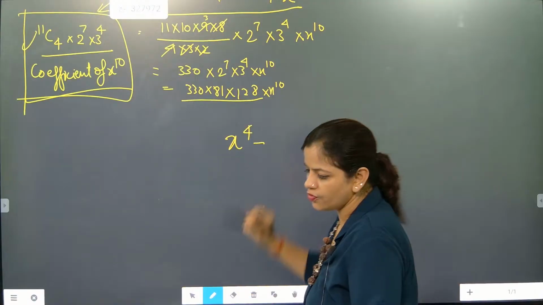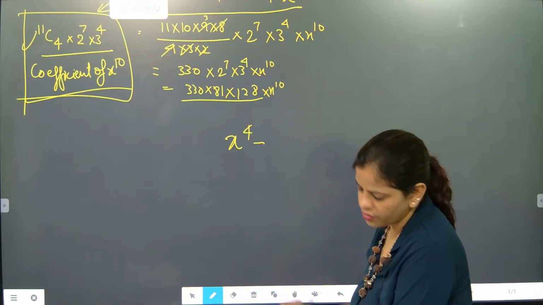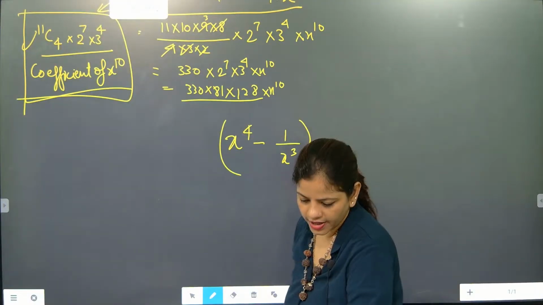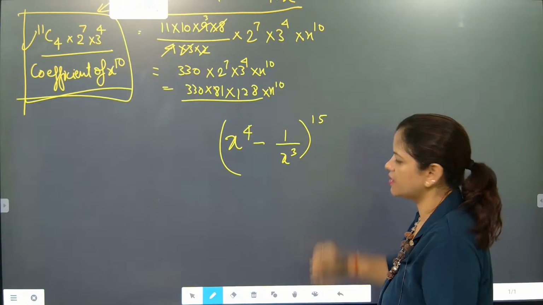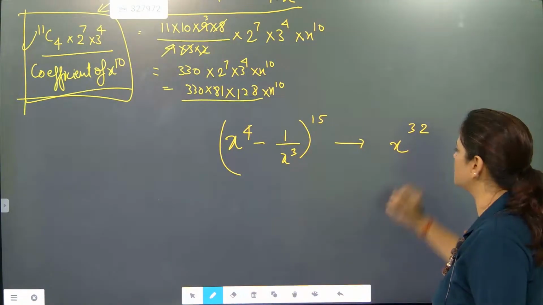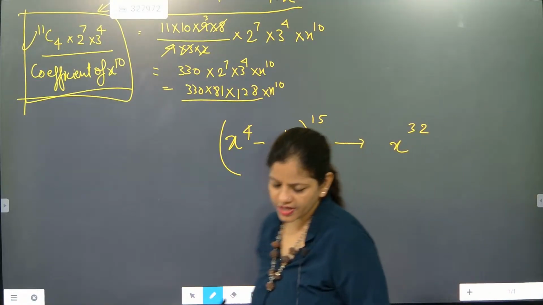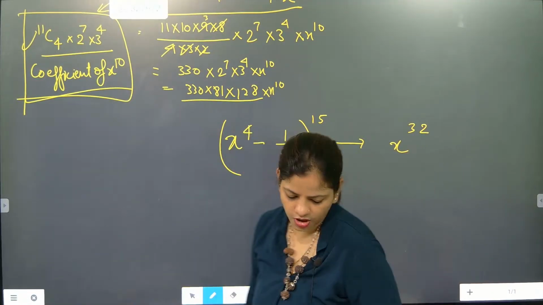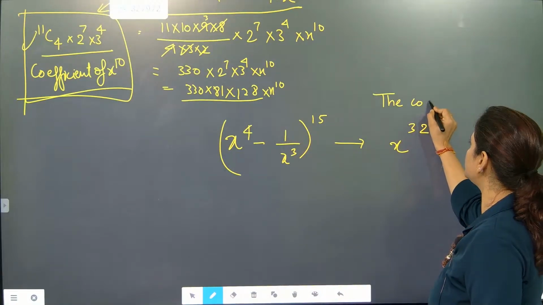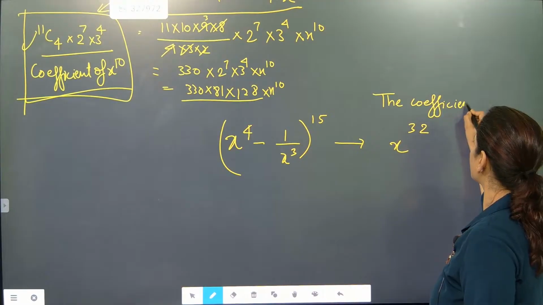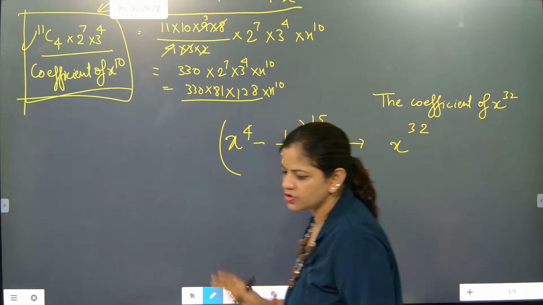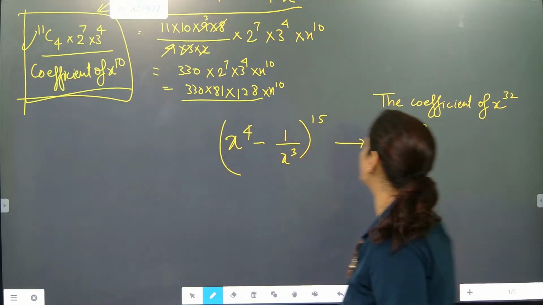x to the power 4 minus 1 by x cube, the whole to the power 15. You need to find the coefficient of x to the power 32. What degree of x are you asking for? x to the power 32. The coefficient of x to the power 32 you need to find. How are you going to go for it?